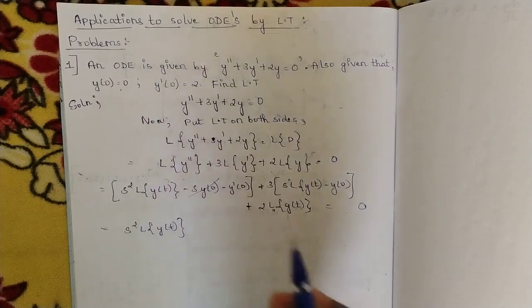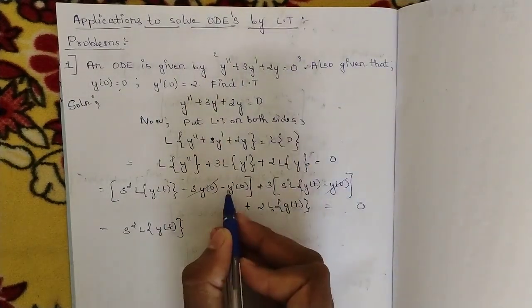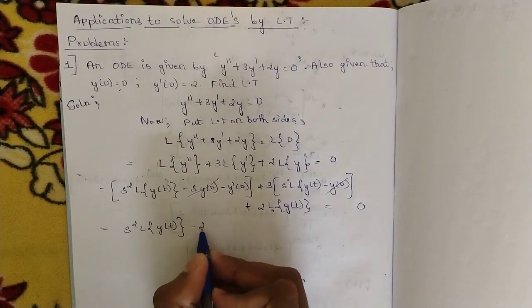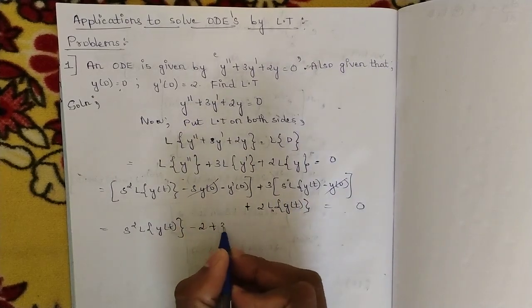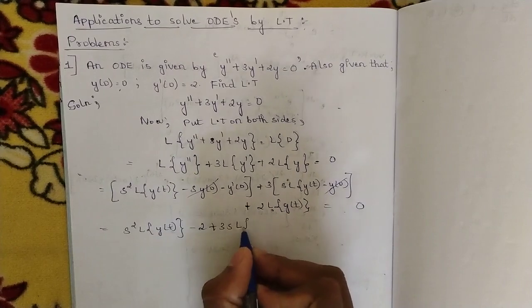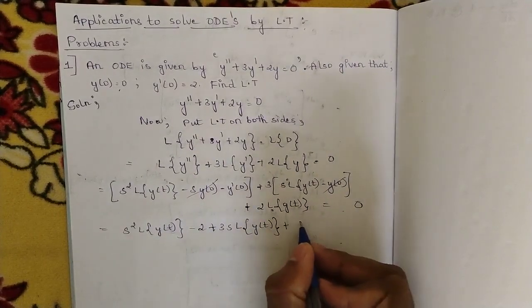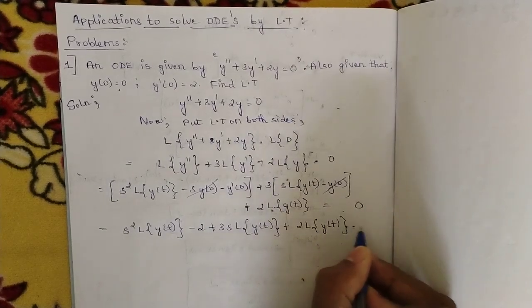So this term goes. Here also y of 0 is 0, so this term goes. And y dash of 0 is 2, so minus 2. Then we have 3 into s into L of y of t plus 2 into L of y of t equal to 0.